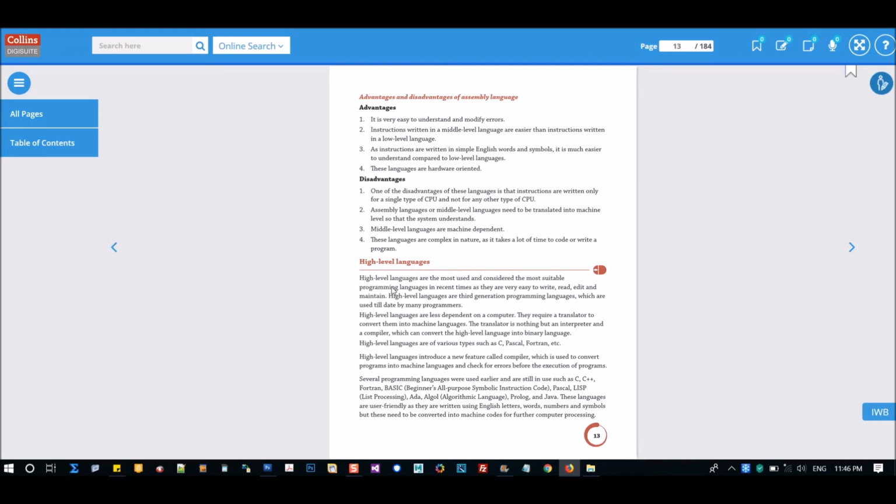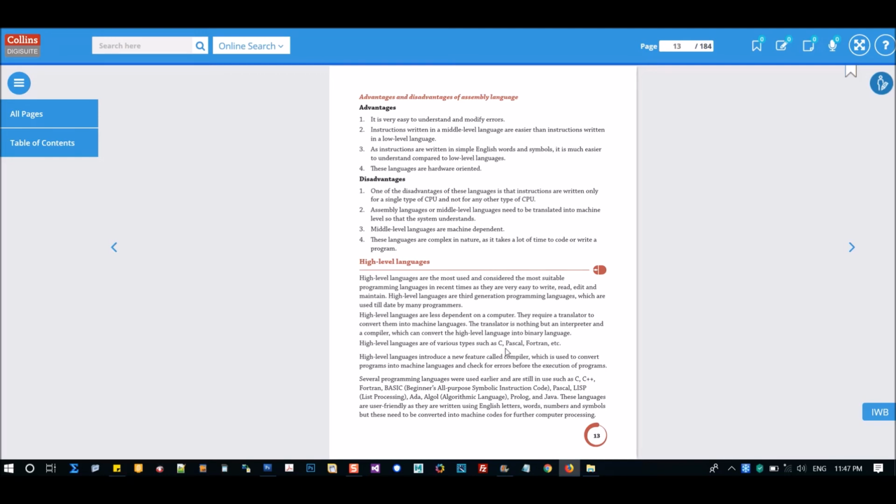Okay, so next we go to high level languages. These high level languages are the most used and considered the most suitable languages. High-level languages are less dependent on a computer. They require a translator to convert them into machine language. The translator is nothing but an interpreter or a compiler, which can convert the high-level language into binary.